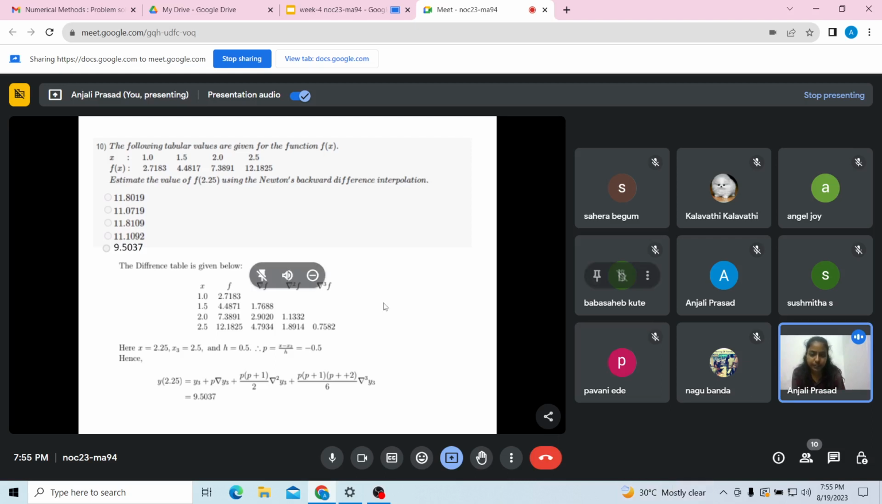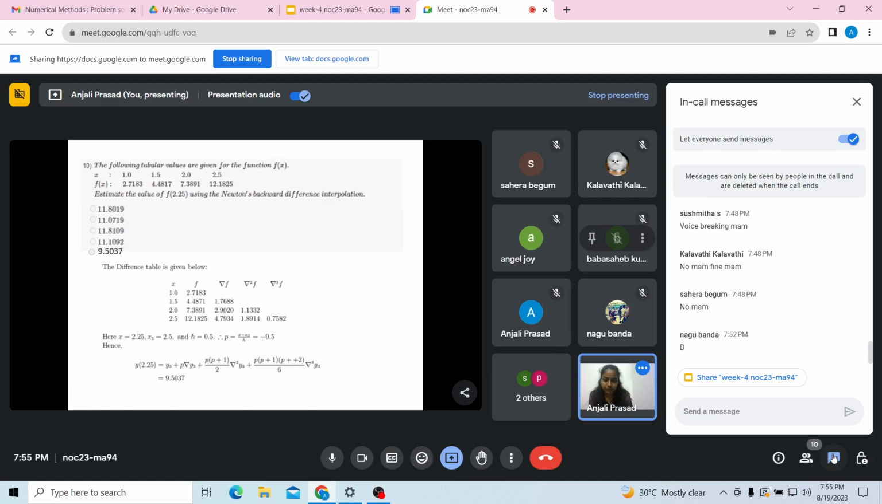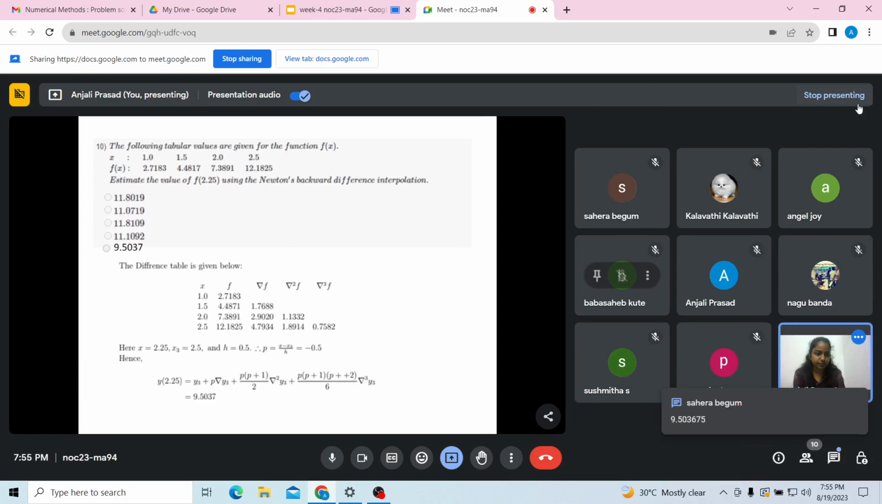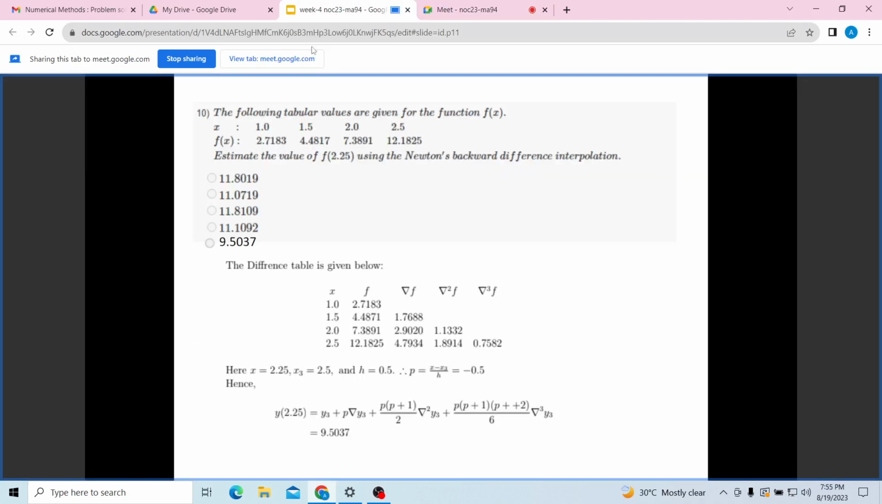So are you getting it as 9.50? Yes. Okay, so when you approximate it, you will get 9.5037. So it's simple. All we have discussed today is questions based on Newton's backward interpolation and forward difference interpolation and the shift operators, and the other difference operators. I hope there is no doubt.